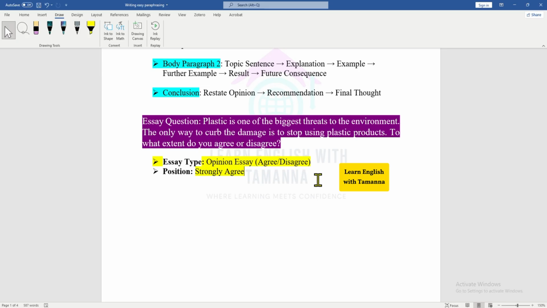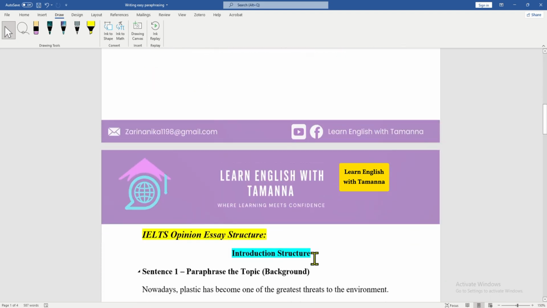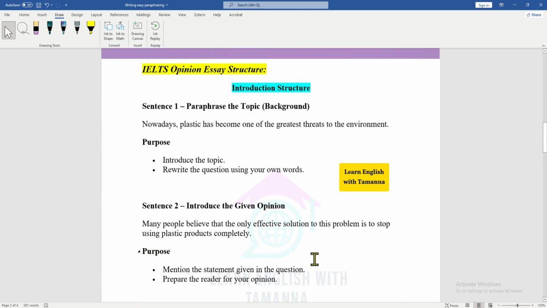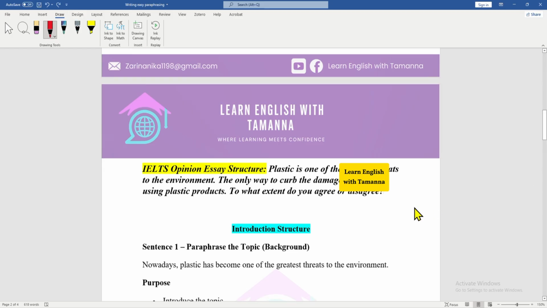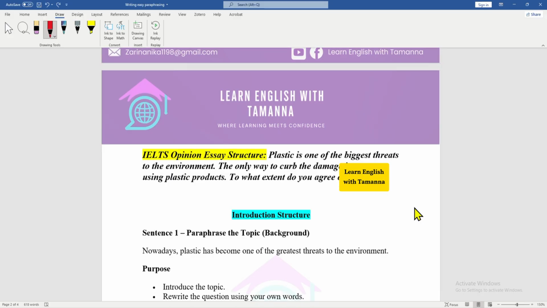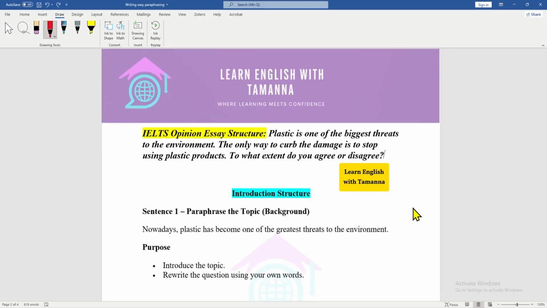Okay, so the first step is done, that we have assessed the type of essay. We have come to a conclusion whether we agree or disagree. As I wrote here, I strongly agree. So now we are done. We are moving to the next part where I'm going to guide the introduction structure. As you can see on the screen here, I have pasted the question again so that you can easily understand the paraphrasing of the introduction part and you can easily compare the words from the question to the introduction part.